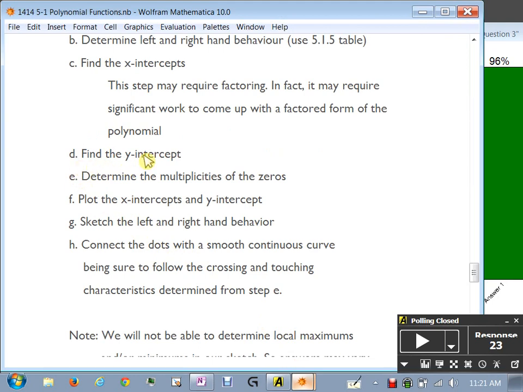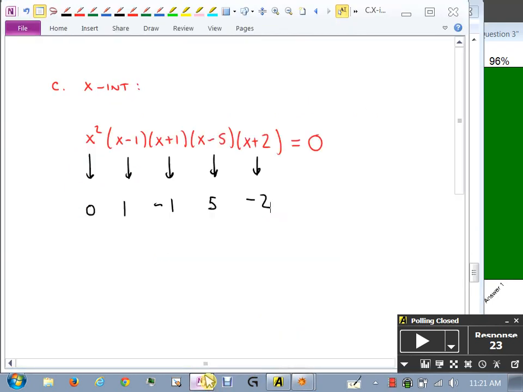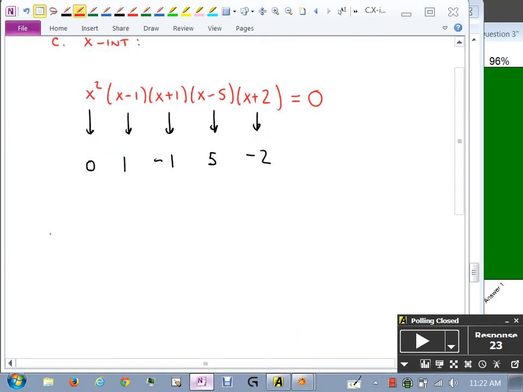Find the y-intercept, part D. For the y-intercept, this is the easy one, right? Just plug 0 into the function. If you do that, you're going to get 0. So (0, 0) is a point on our graph, right? Plug in 0, it spits out 0. Part E, what's E?